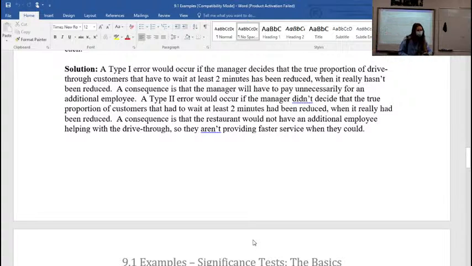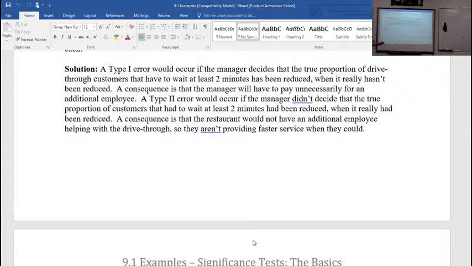And then our type 2 error would be failing to reject incorrectly. So in that case, we wouldn't conclude that that proportion has been reduced when it actually had. And then there's a sentence there about some of the consequences, but that's just a reminder of our type 1 error and type 2 error.